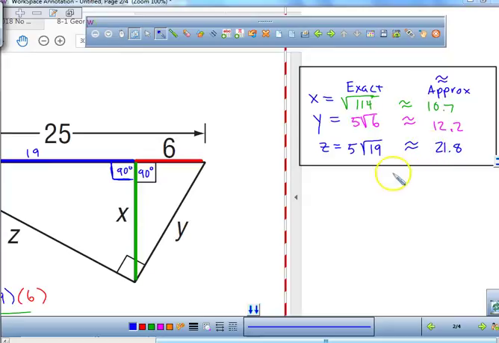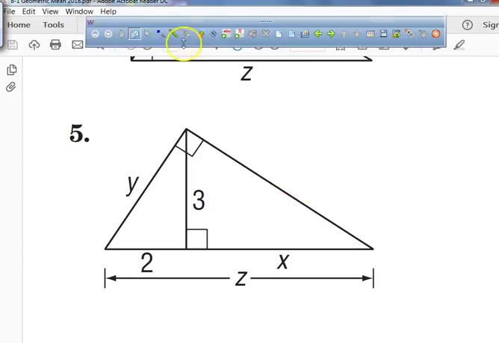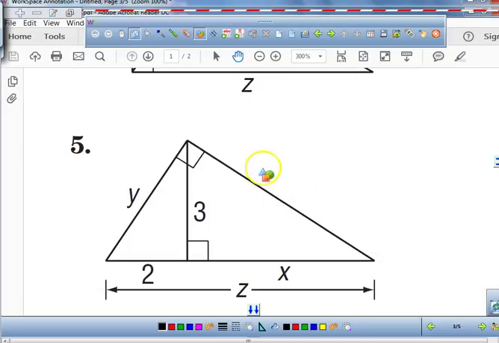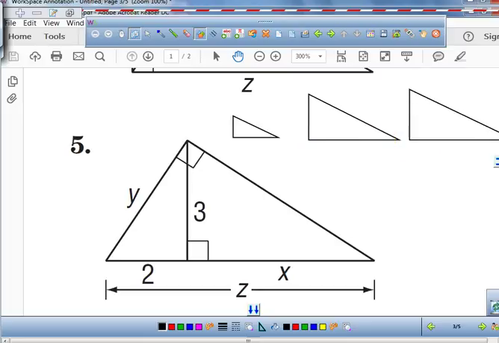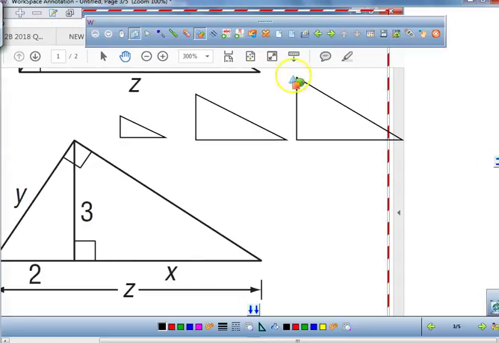What I'm going to do next is I'm not going to solve the next problem, but I'm going to help you set it up into a small, a medium, and a large triangle on your paper. All right, here we go. Next problem right here. I'm going to break this down into a small right triangle, a medium right triangle, and a larger right triangle. We have small, we have medium, we have large.